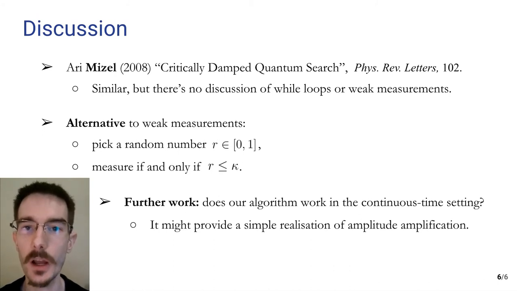We later found out a paper from 2008 proposing essentially the same algorithm as ours, although they do not discuss it from the perspective of while loops and weak measurements, as we do. We've also found out that our weak measurements could be replaced by a procedure that tosses a classical coin and only measures when it's heads. This has the same query complexity as our proposed algorithm.